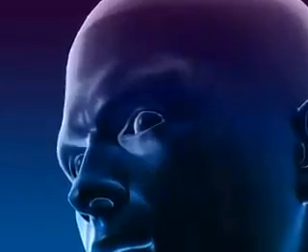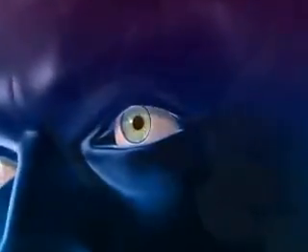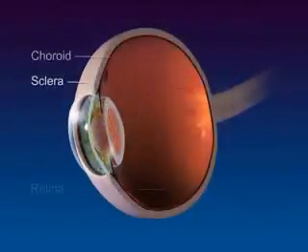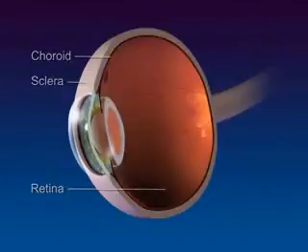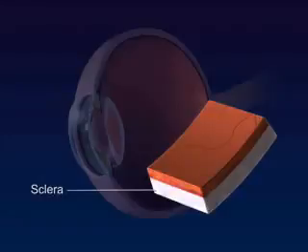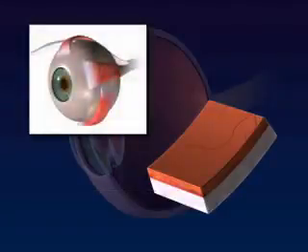The location of the eyes enables us to see length, width, depth, and distance of an object. The eye has three layers: the sclera, choroid, and retina. The sclera is the outer white layer that maintains the shape of the eye. Muscles attached to the sclera control eye movements.